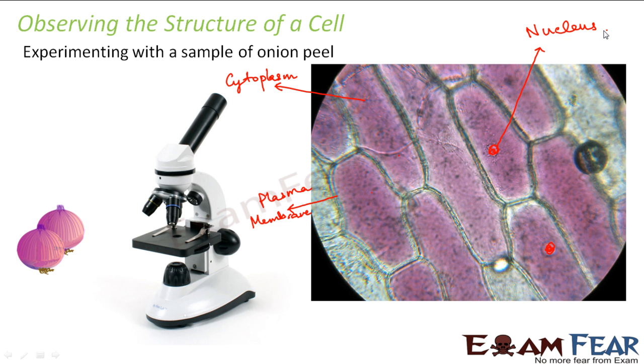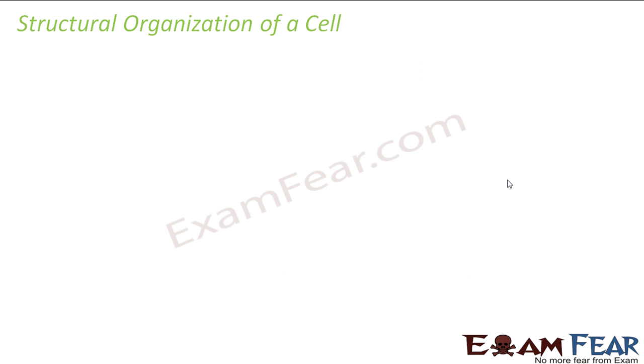Other than these, you have the different components of the cell known as the cell organelles. Cell organelles are the different components which are present inside the cell somewhere in the cytoplasm. We will talk about the cell organelles after we discuss these three important constituents of a cell.